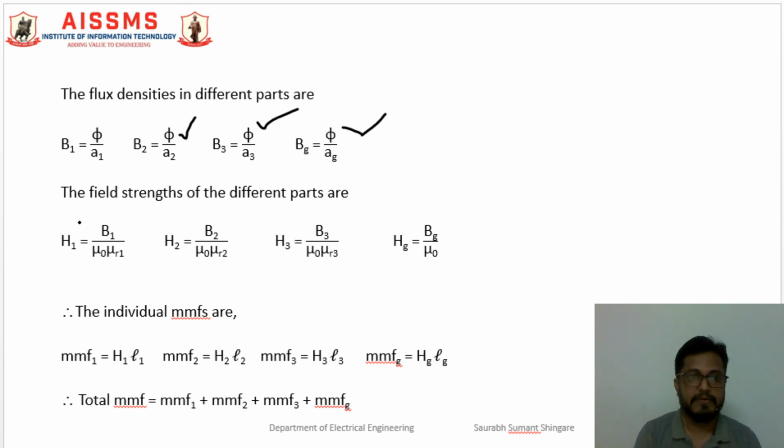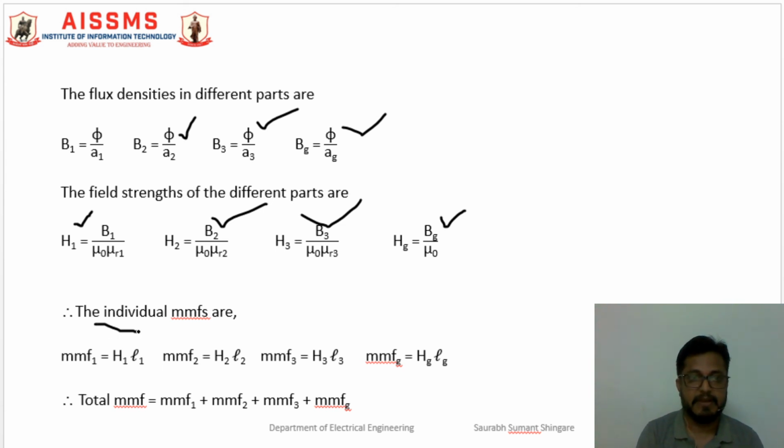Now field strength for part 1, H1, is equal to B1 divided by mu, that is B1 divided by mu 0 into mu r1. Field strength for part 2, H2, is equal to B2 divided by mu 0 mu r2. Field strength for part 3, H3, is equal to B3 divided by mu 0 mu r3. And field strength for air gap, Hg, is equal to Bg divided by mu 0.